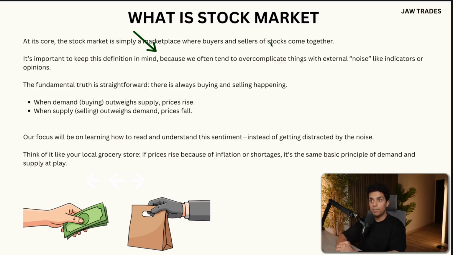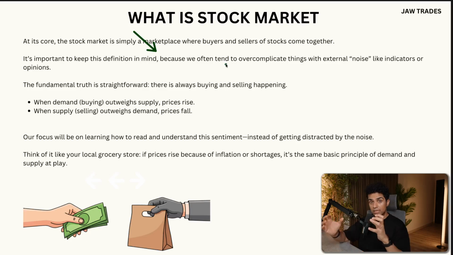For example, if you want to buy an apple, you will have to go to a supermarket. It's also a market where you can buy groceries, apples, soap, dishes, whatever. Similar to that, a stock market is just a marketplace for stocks, similar to the forex market and futures market. The fundamental truth is straightforward. There's always buying and selling happening in the stock market, and this is the marketplace of stocks.